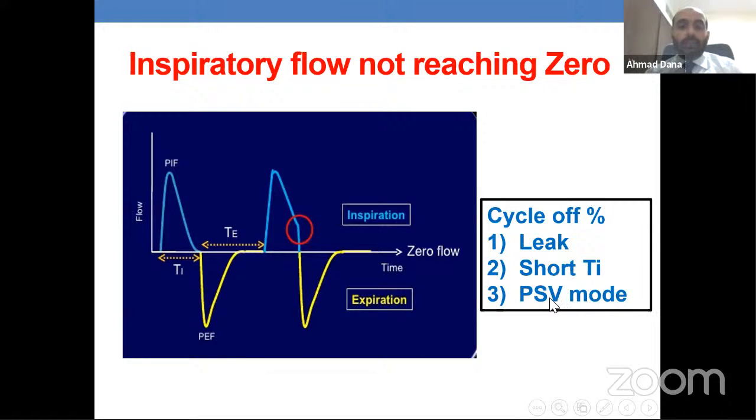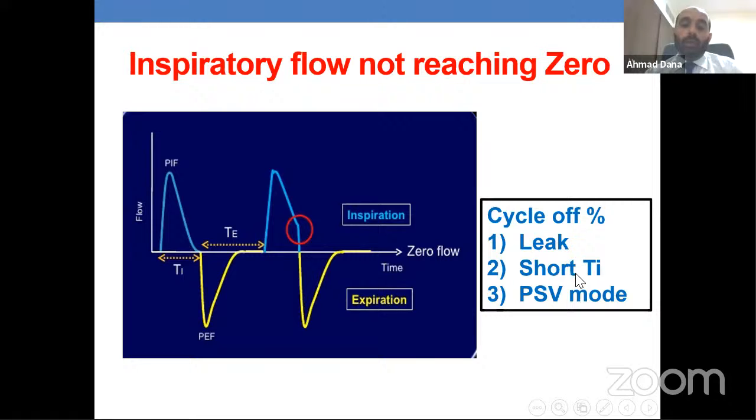If it is not pressure support mode, this means either there is a short I-time, meaning there is good, high compliance and the lung is improving. You need to give more time for the lung to get the flow and the volume needed. Or there is high pressure, so high resistance. Sometimes if there's secretion or a kinked tube, this means that you need to give more I-time.